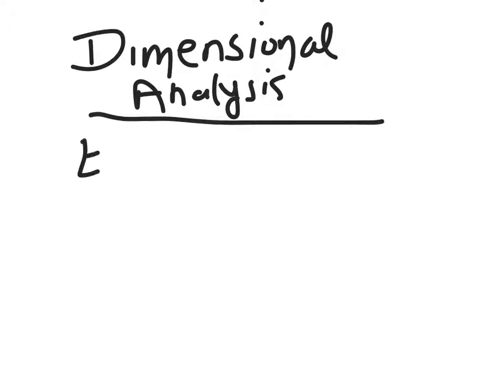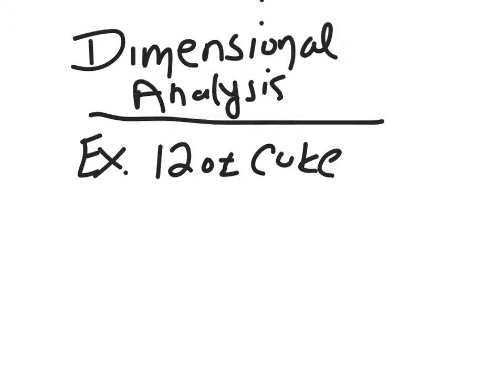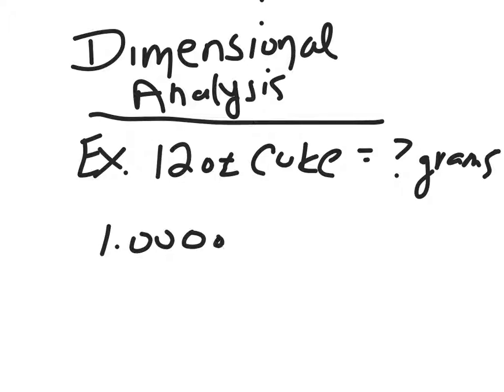You probably don't do this example, but that's okay. Let's say we have a 12-ounce soda, and we want to know instead, how many grams is that soda? And all we know so far is that if we had 1.00 ounces, that would be the equivalent of 28.35 grams.